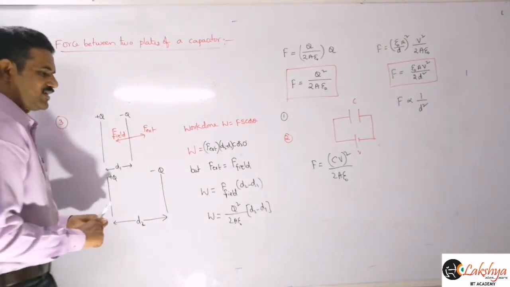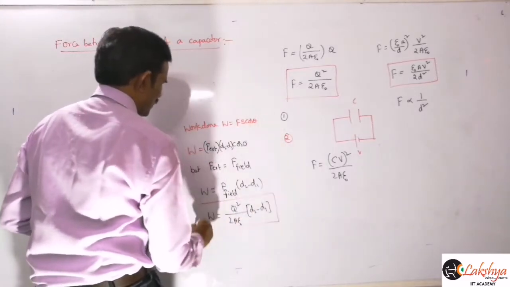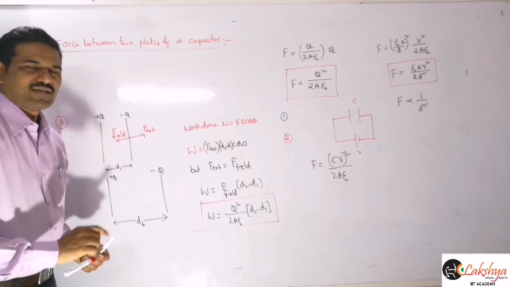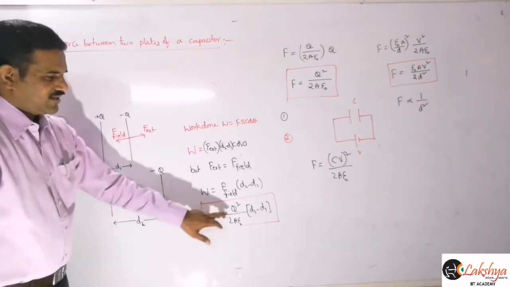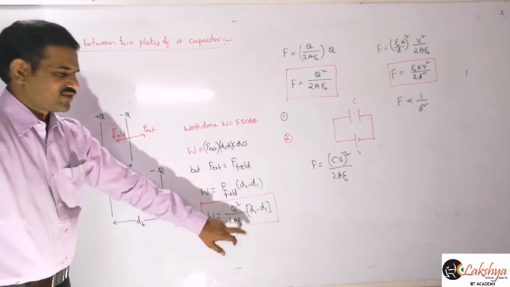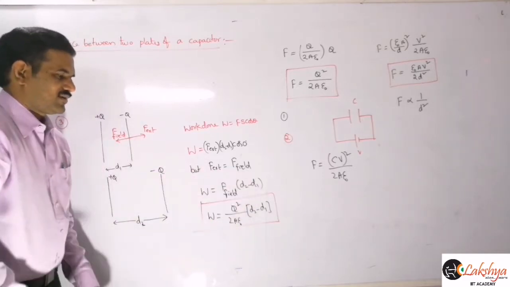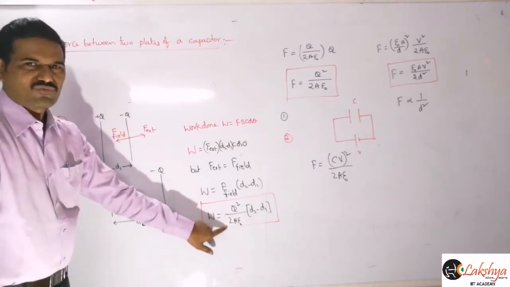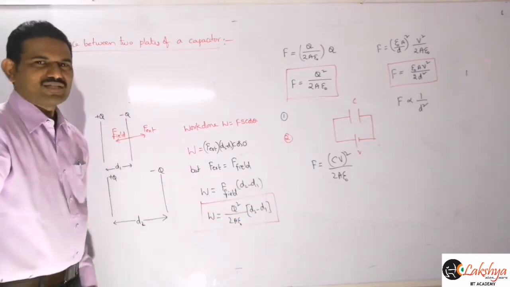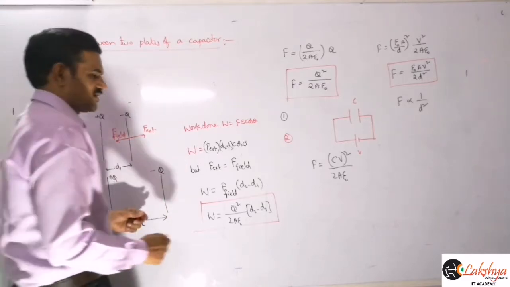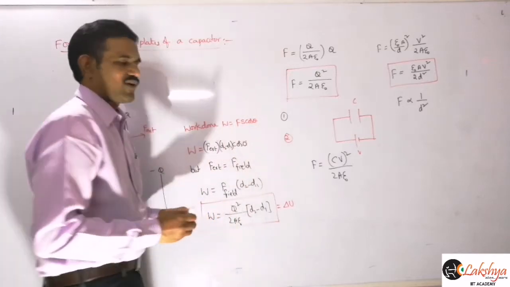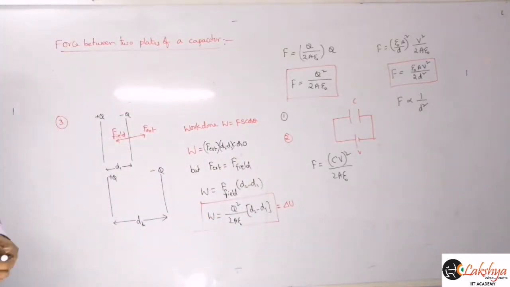If you observe this expression clearly, this amount of work done is nothing but the change in potential energy. I can write d2 by A epsilon naught as 1 by C2, the final capacitance, and d1 by A epsilon naught as 1 by C1. That means q square by 2C final minus q square by 2C initial. So that is final energy minus initial energy, which is nothing but the change in potential energy: final potential energy minus initial potential energy. So mention that as the next point.